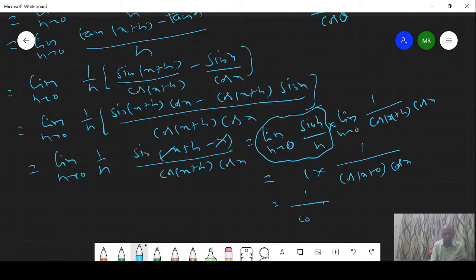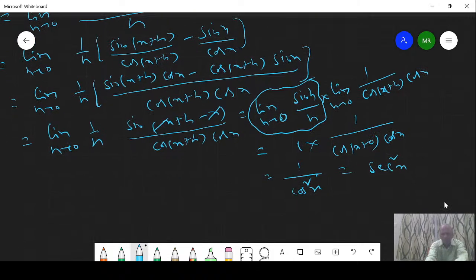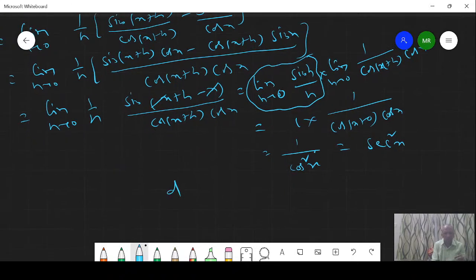That means I can conclude that the derivative of tan x is secant square x. Therefore, d by dx of tan x equals secant square x.